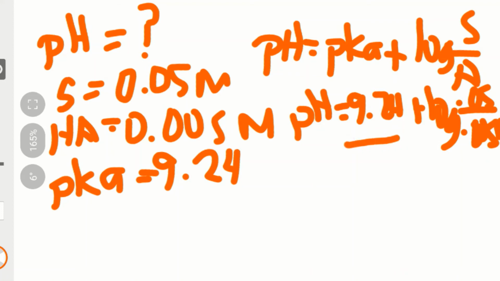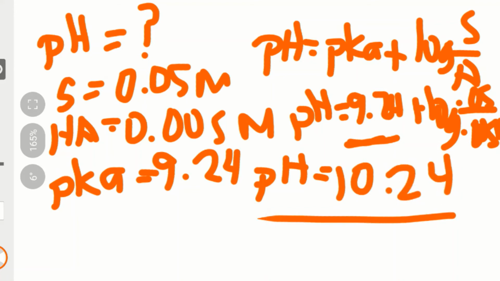Since your pKa is at 9.24, it is quite a high number. So it means that we are expecting a basic solution. So let's see. pH is equal to 9.24 plus log 0.05 over 0.005. What is the calculation? That would actually be 10.24. Okay, so the solution is basic.